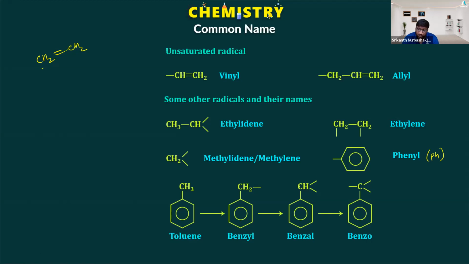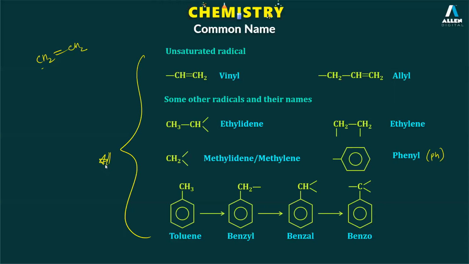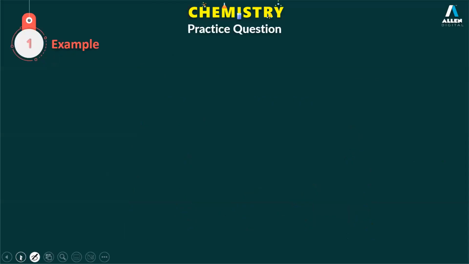A phenyl group connected to CH, two substituents. A phenyl group connected to carbon where three substituents are there is said to be benzo. So these are some of the unsaturated radicals and their corresponding names. Is that clear, students? Yes, sir.